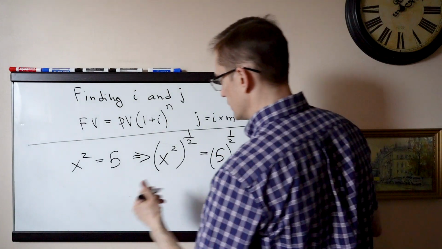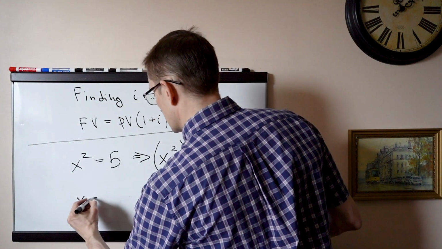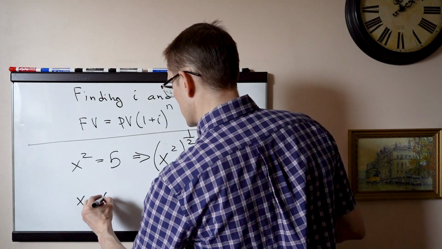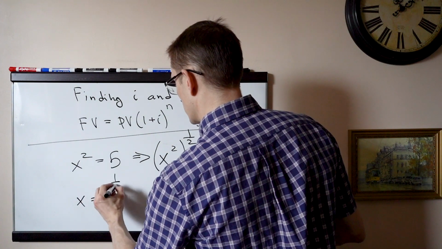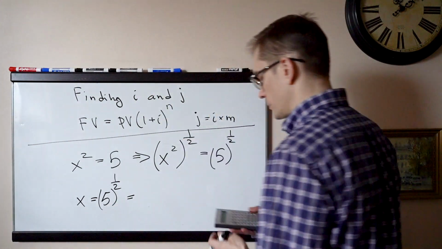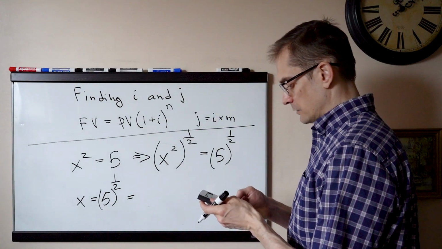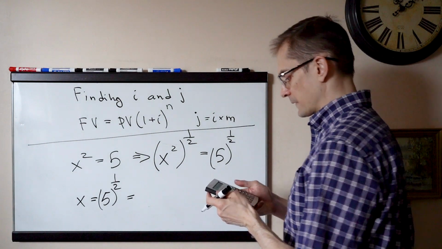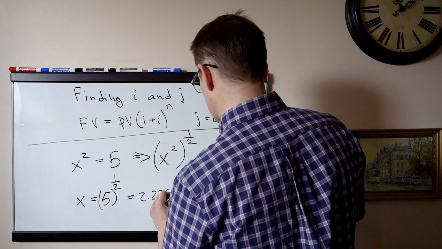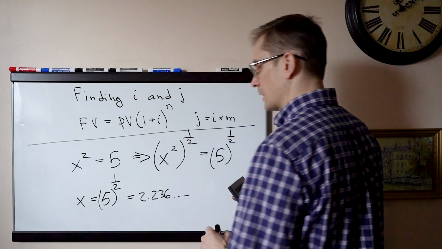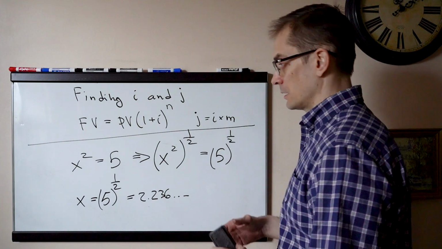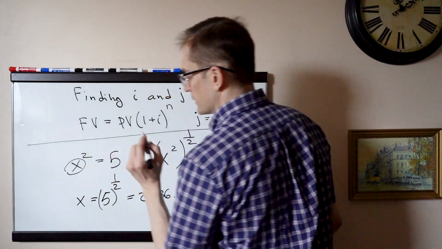So this equation means that x equals 5 to the exponent 1 over 2, which is basically the square root of 5. But we always can use our calculator and compute it. So it's 5 to the exponent of 0.5, and it will be 2.236, and so on. Okay, so that's how you normally go about finding this unknown when there is an exponent.